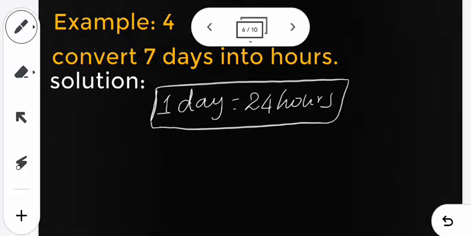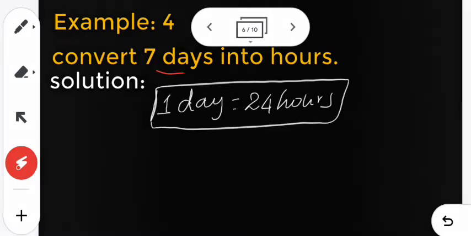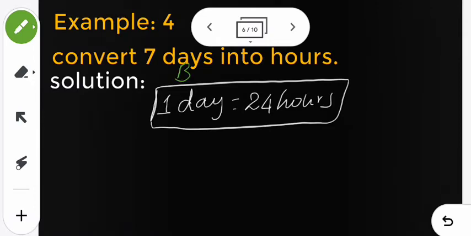Now let's check whether to multiply or divide. Here it is day and here hour. So you compare day and hour, which is big and which is small. If you compare here, day is the big one and the hour is the smaller one. So you are going to convert the big one to small. So what you have to do, you have to multiply. When you convert the big one to small, you have to multiply. Okay, so we will do the multiplication.